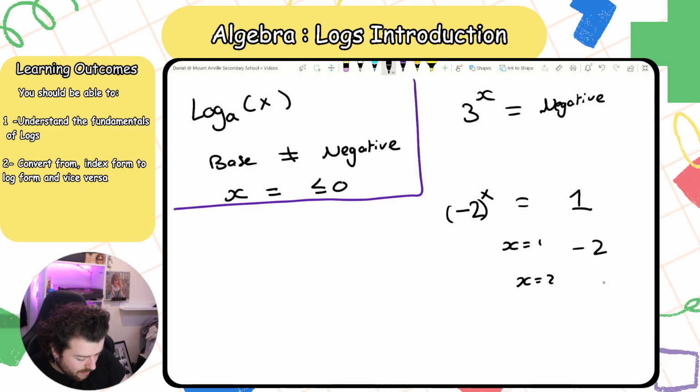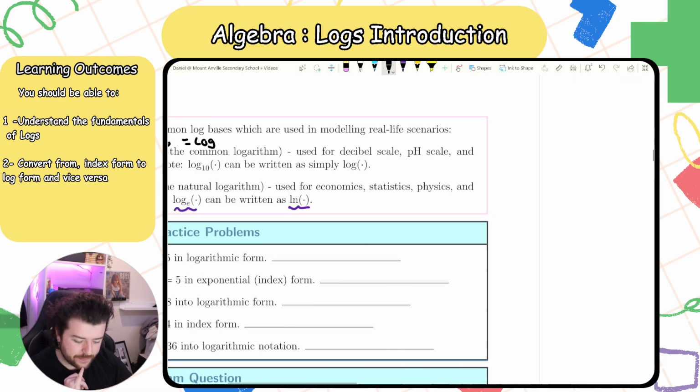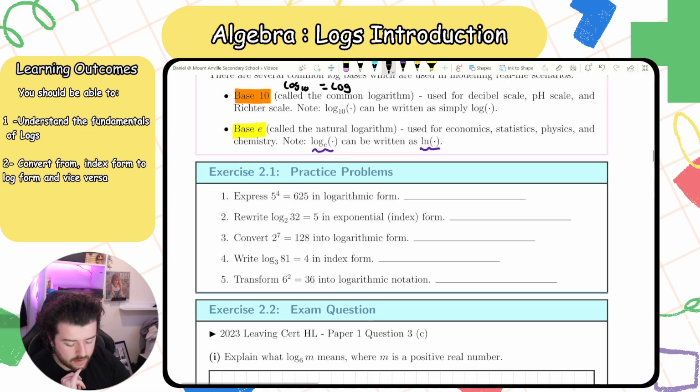If x equals 2, I have 4. So this is inconsistent, right? And this is something to do with functions. But all you need to know is base can't be negative, and your argument here cannot be less than or equal to 0. I should probably say that as well. Base can't be 0 either, really.